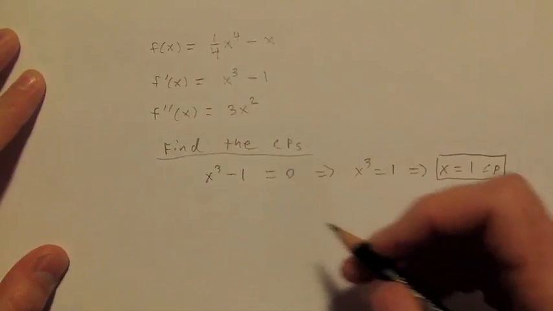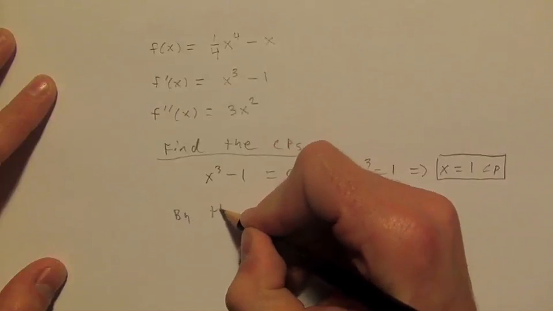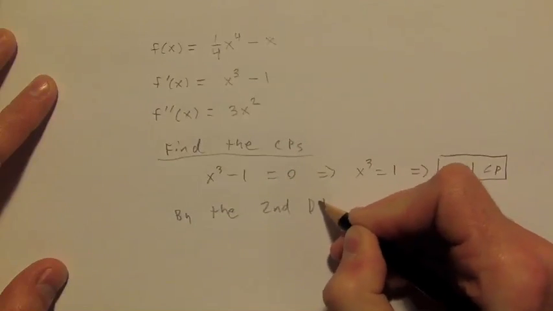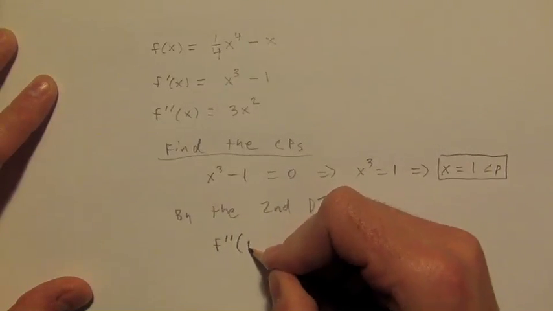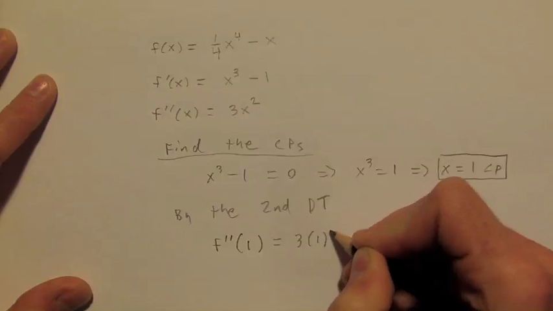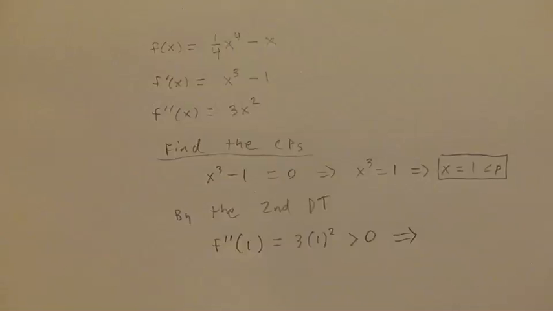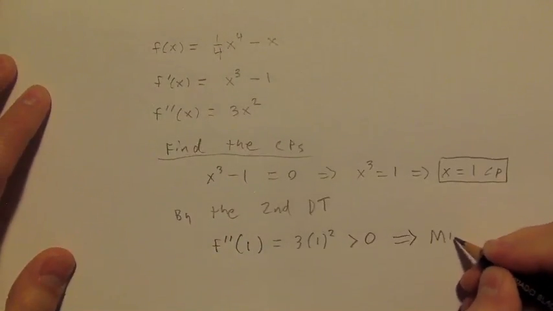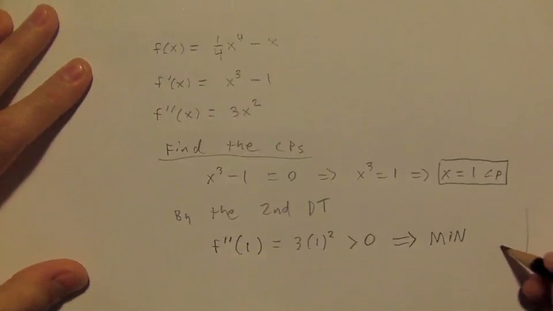Now, I'm going to go ahead and use the second derivative test. By the second derivative test, all I'm going to do is plug 1 into the second derivative, which ends up being positive. Now, what does positive on the second derivative test mean? It means we have a minimum there. And even though we didn't use the first derivative test, what we just found is we have a minimum at 1. So we could plot it wherever we want.